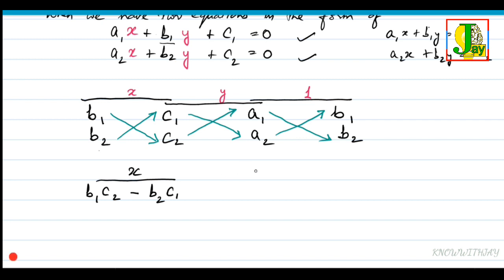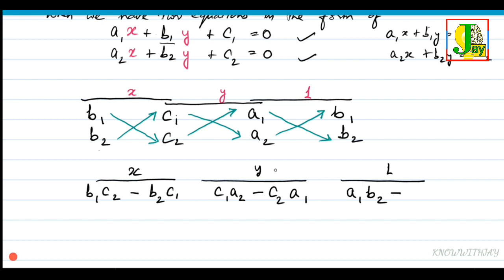Now with y also we have the same thing: c1 into a2 first in the downward direction, c1 a2, and you subtract the upward direction multiplication, so c2 a1. And then the final one, 1 by a1 into b2, the downward direction from a1 to b2, minus the upward one, a2 b1. Okay, so this is the process.